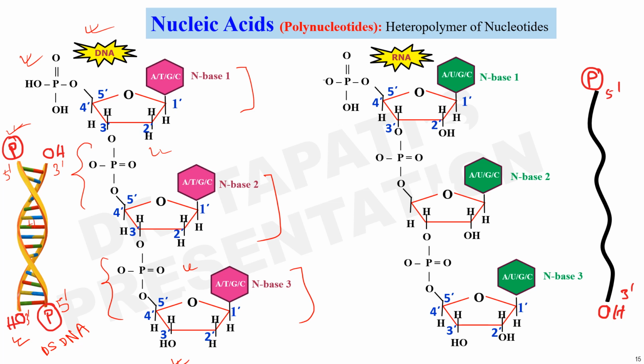Now, if you consider RNA, RNA is generally single-stranded. They are also composed of nucleotides, and various nucleotides are attached through phosphodiester bonds. In this figure, a total of three nucleotides are given. In between the three nucleotides, a total of two phosphodiester bonds are present, and at the 5' position the phosphate group is free, and at the 3' position the OH group is free.